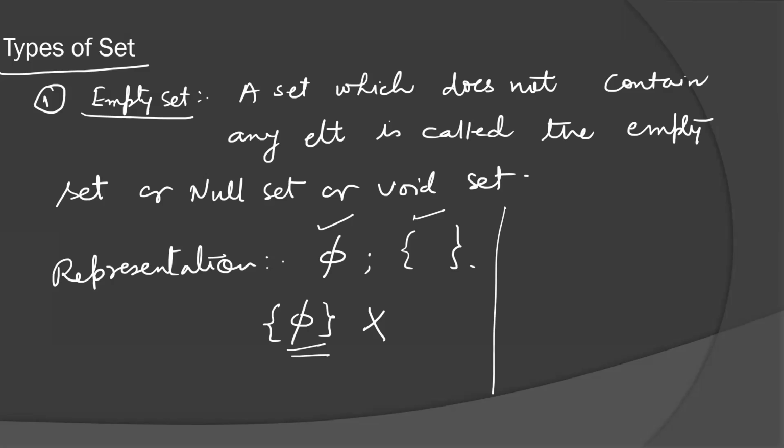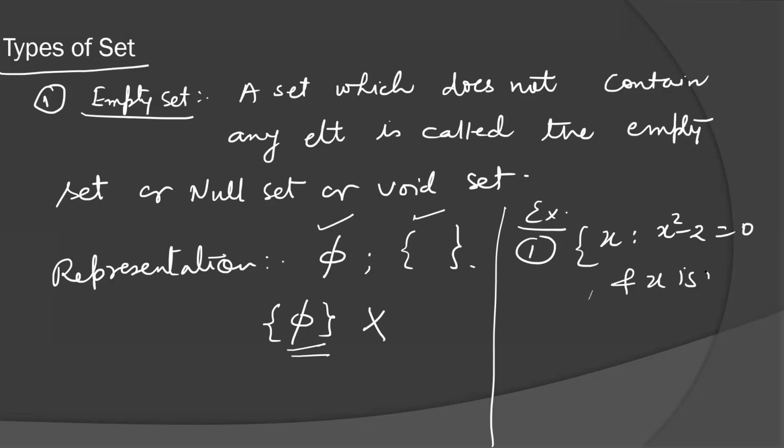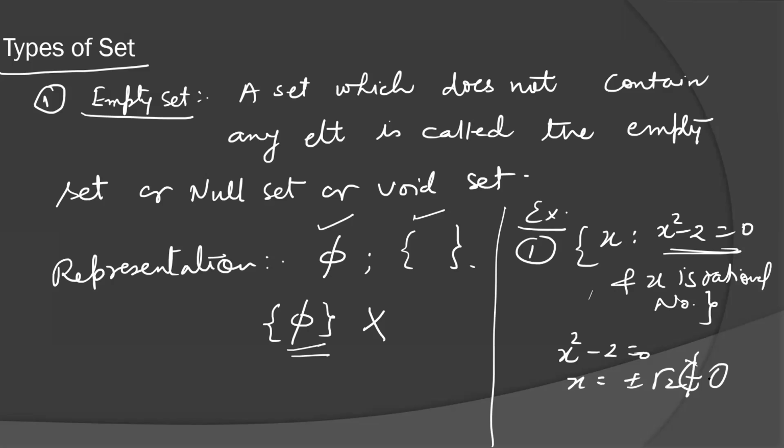If we see some examples based on this, first is the collection of all x such that x square minus 2 equal to 0, and x is a rational number. The solution of this equation is x equal to plus minus root 2, and this is not a rational number, it is an irrational number. So ultimately the solution will be the null set, because we have no x for which this equation gives you 0 on the RHS.